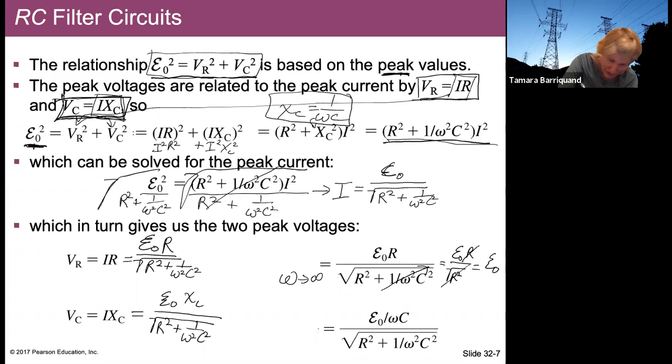Down here, however, as omega goes to infinity, this whole term will go to 0. And so the capacitor voltage tends to 0. However, there is a moment when these two are equal. And so setting these two equations equal to each other, we'll find a moment when they are equal. So then once we've done that, we can plot this out.